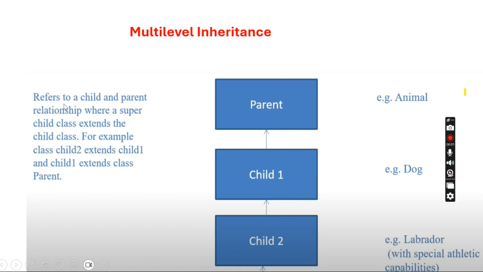So multi-level inheritance refers to the child-parent relationship where the subclass extends the properties of its parent class. For example, Child Class 2 extends the properties from Child Class 1, and Child Class 1 extends the properties from the Parent class. So that is called multi-level inheritance.